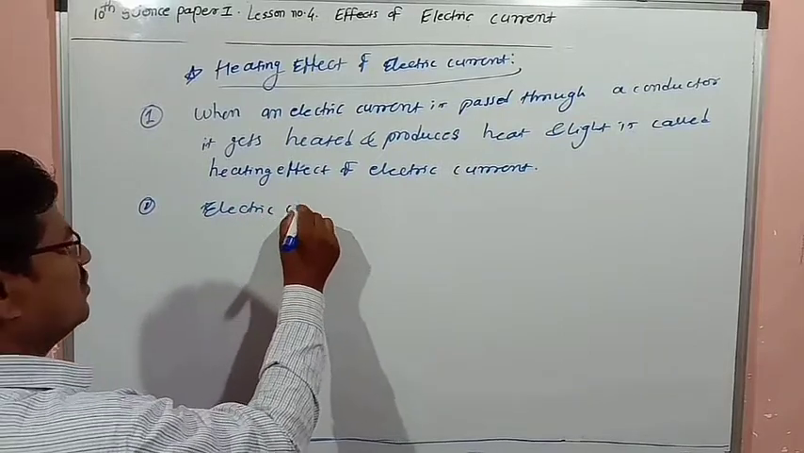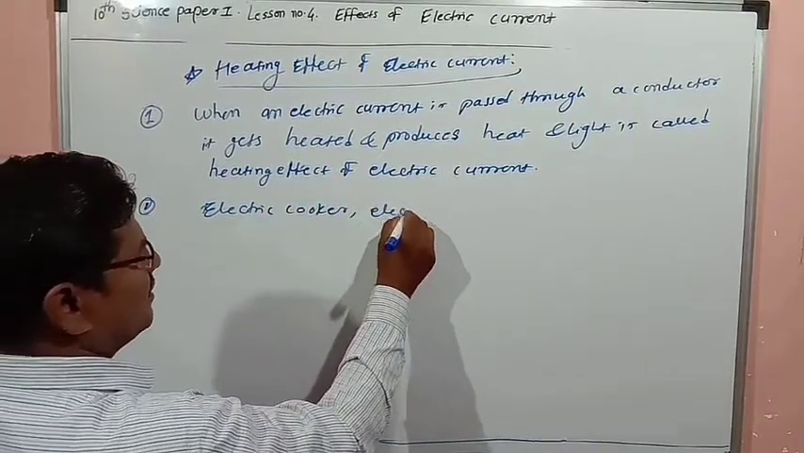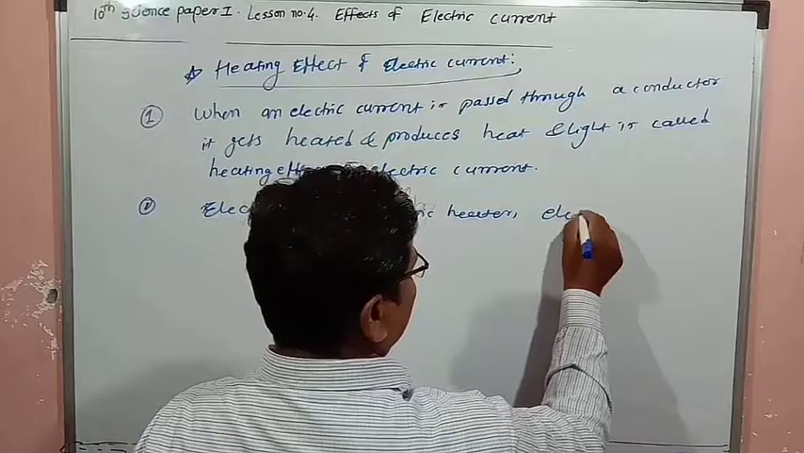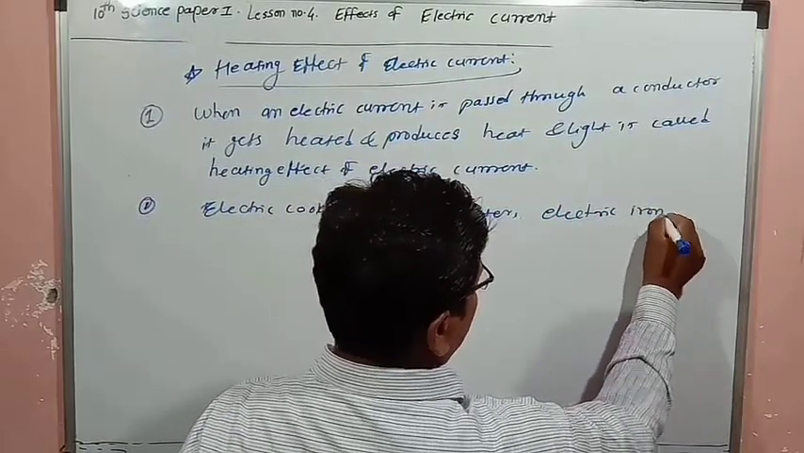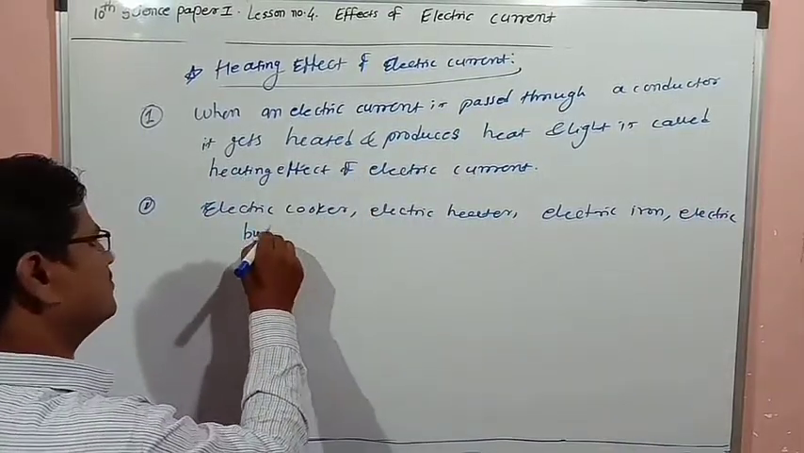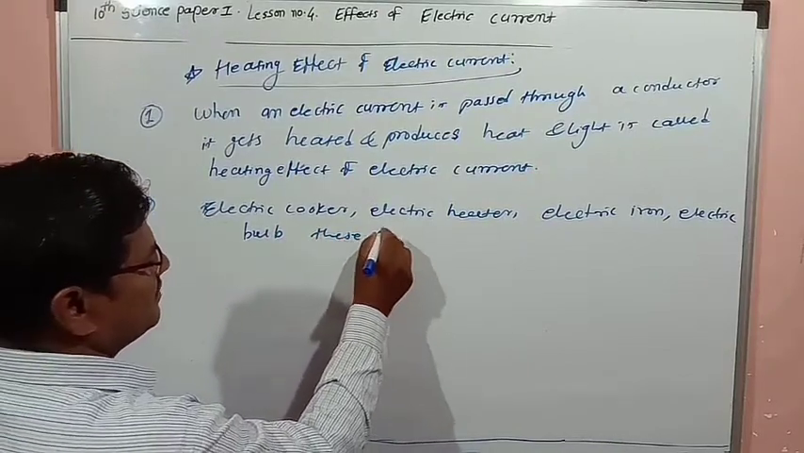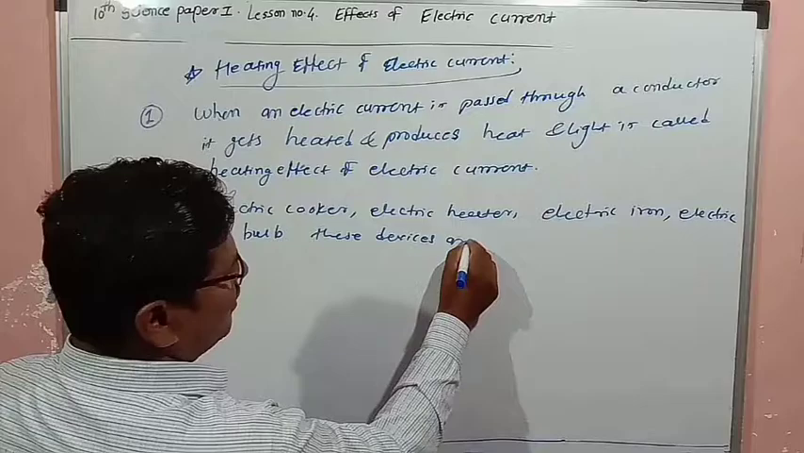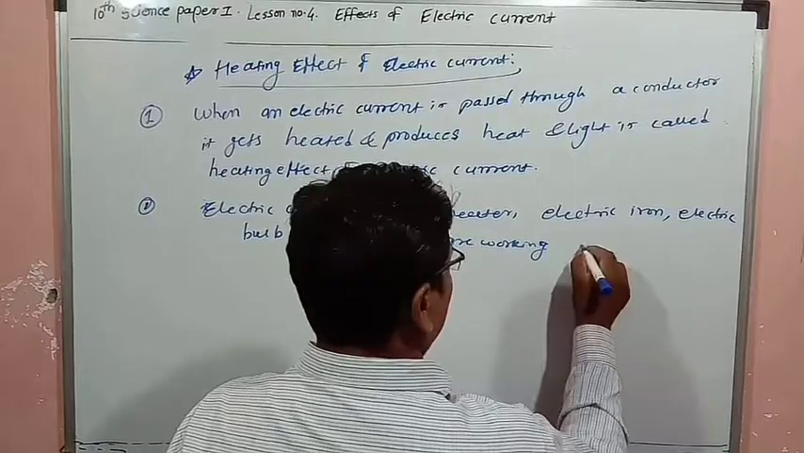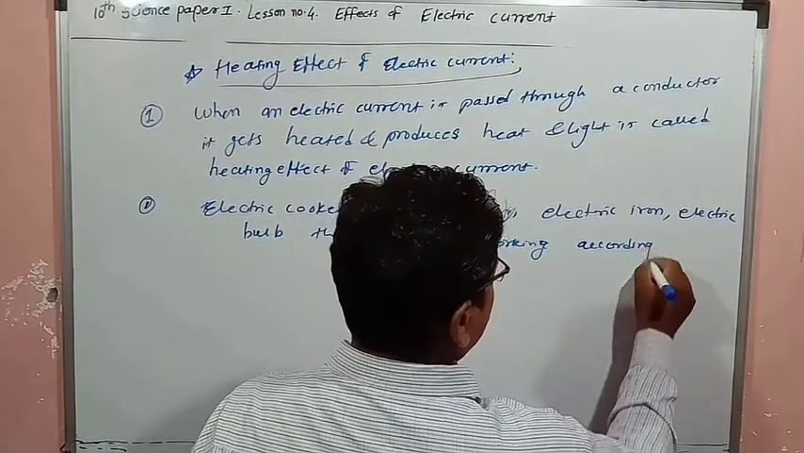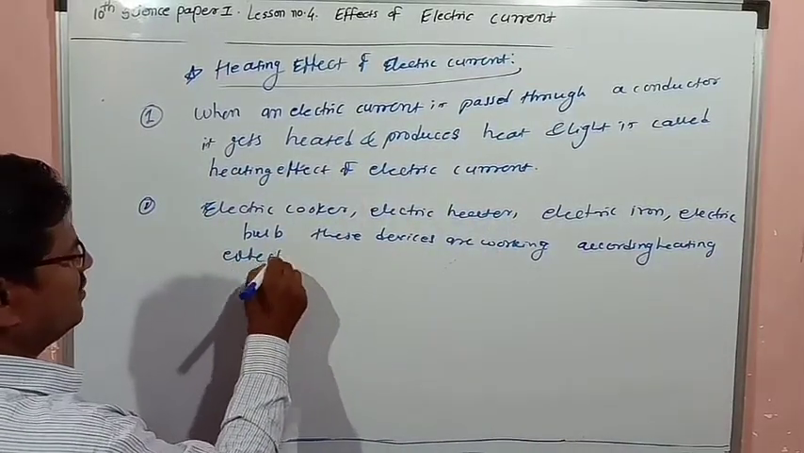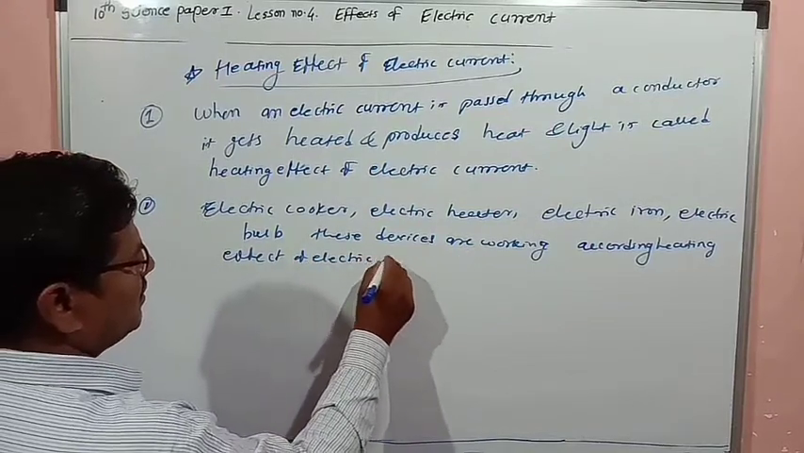Second point: electric cooker, electric heater, electric iron, electric bulb, these devices are working according to the heating effect of electric current.